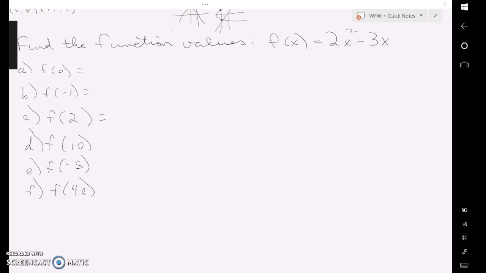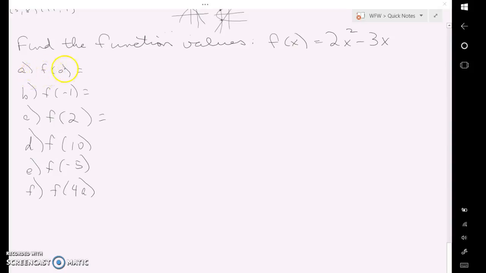Here is part 4 of the 310 final exam review. We're in chapter 16. We're on page 3 of the handout. Find the function values for f of x equals 2x squared minus 3x.